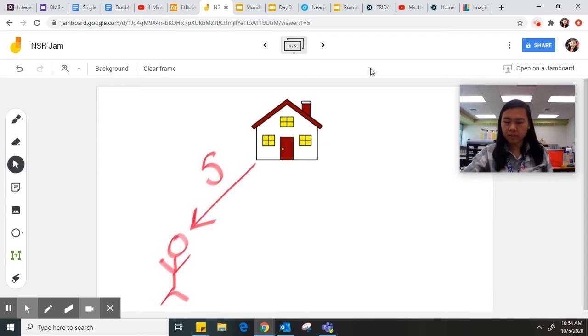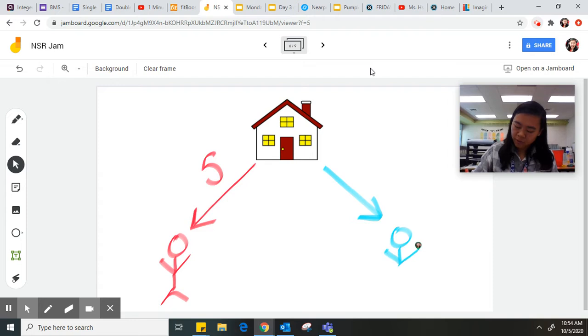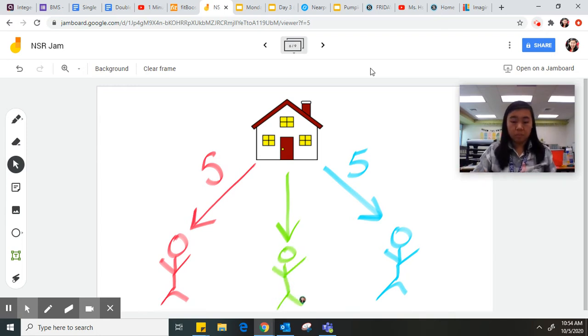What if my friend is leaving my house too? So if she walks this way 5 blocks, how far away is she from my house? 5 blocks. What if I had another friend who walks away from the house? They're going straight, and he walks 5 blocks away. So it doesn't matter what direction the three of us walked in. We all walked in a different direction, but we're still 5 blocks away from that house. All I really wanted to know was how far away are you from the house? In all 3 of these situations, they're all 5 blocks away.